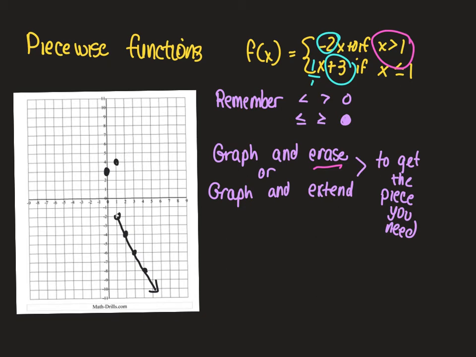erase them. Now maybe I should extend, keep the pattern going, and extend my slope down and left because that's the part of the line that I want. So sometimes you graph and erase, sometimes you have to graph and extend. You only want those two pieces. We're graphing two separate lines and only keeping certain pieces.